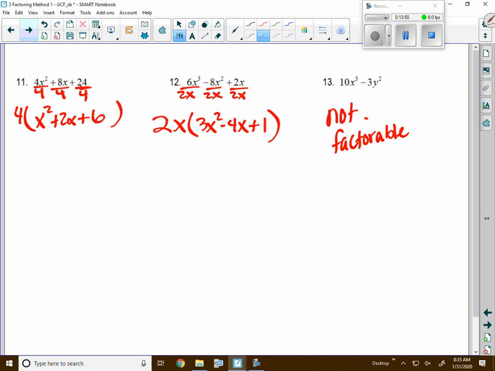Okay. Now, another word to use for this, and we'll use this a little bit more in our other factoring methods, is if you cannot factor something, we call it prime. Prime. P-R-I-M-E. Prime will be a word that we use more frequently throughout our factoring units. So if it's not factorable, we call it prime.